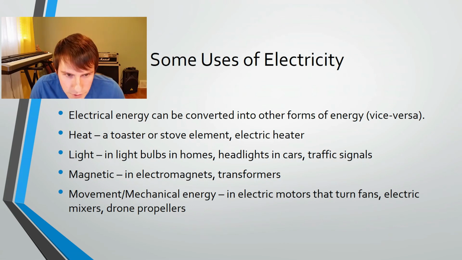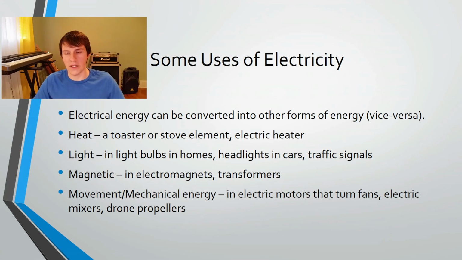So, some uses of electricity: electrical energy can be converted into other forms of energy and vice versa, and that's why it's so useful to us. You can use electricity and convert it into heat, for example in a toaster or a stove heating element, or an electrical heater that you plug into your wall. It can be converted into light, such as in light bulbs in homes, in headlights of cars, or in traffic signals. It can be converted into magnetic energy for use in electromagnets and transformers.